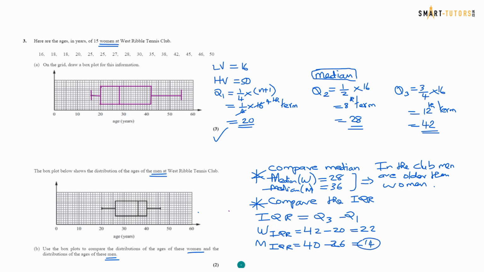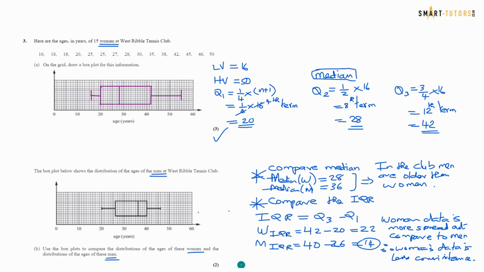So now here, women's data is more spread out compared to men. Therefore, women's data is less consistent.